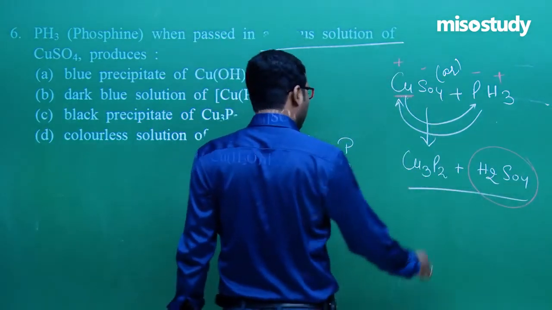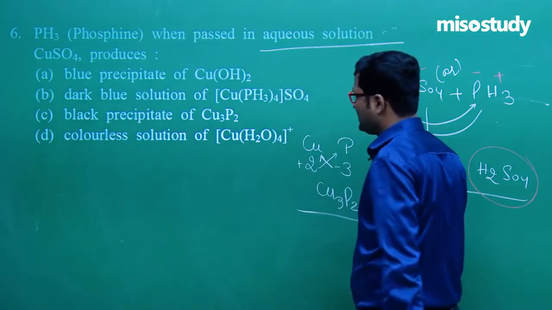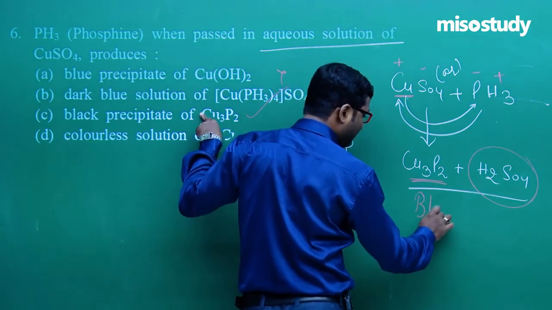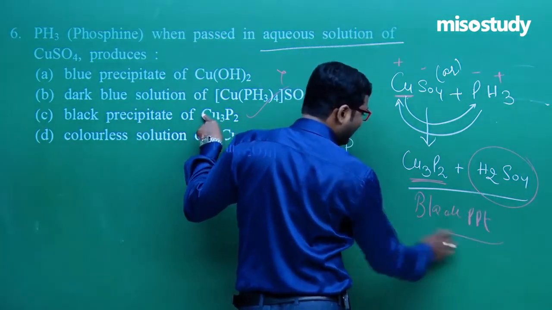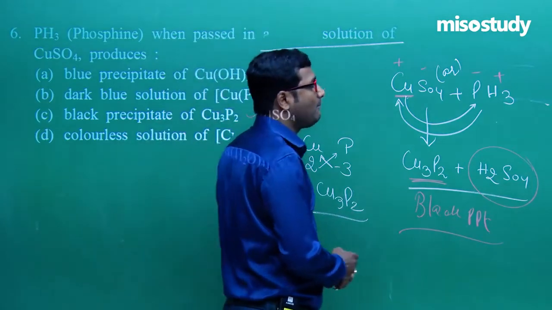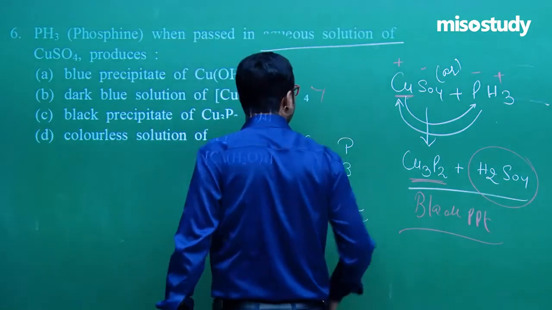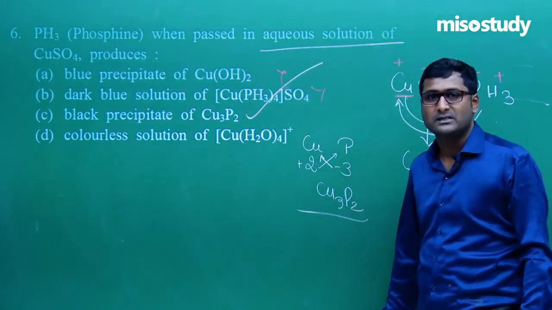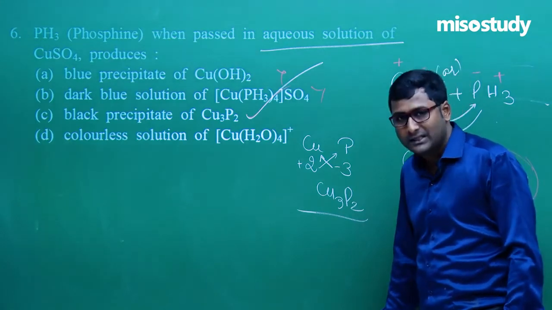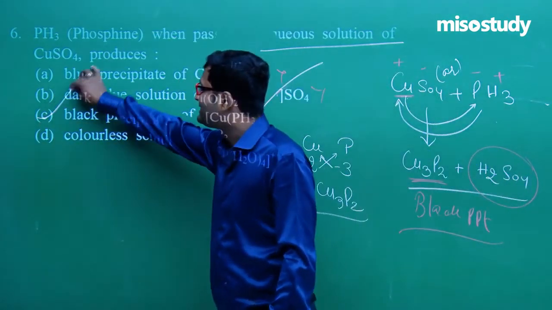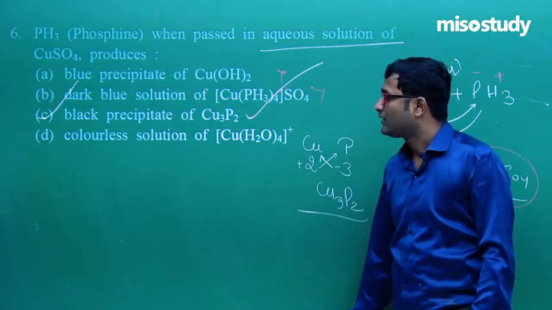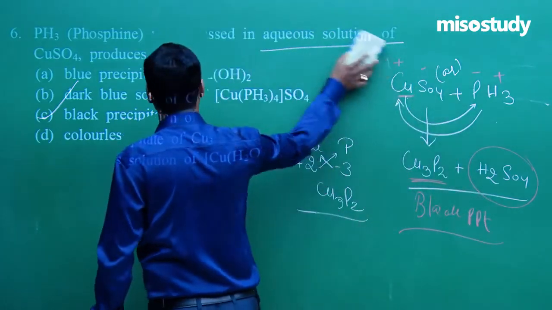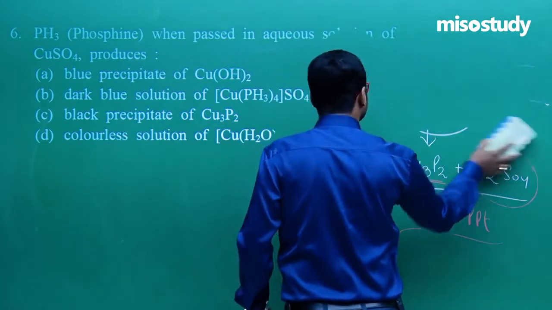Clear? Now read the question. Blue precipitate is not possible; Cu3P2 is a black precipitate. So when CuSO4 is combined with phosphine in aqueous solution, it gives the black precipitate of Cu3P2. So for this question, C is the correct option. Now I am going to rub this part and we will discuss the next question. Wait for a moment.